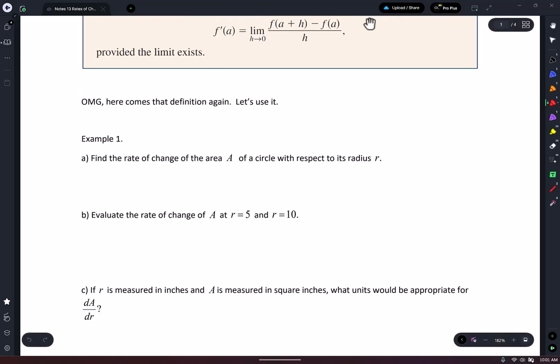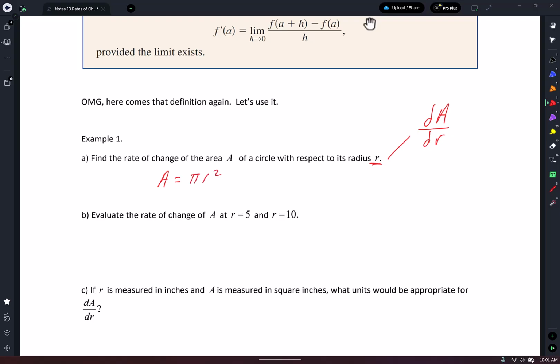It says letter A, find the rate of change of the area A of a circle with respect to its radius R. So what does that mean? That means that we're taking a derivative of A, but not with respect to X, with respect to R. So that's dA dr. Before we find this dA dr, do we know what the area of a circle is? What's the equation? No, not 2 pi. Pi r squared. Yeah, pi radius squared. Are we okay so far?